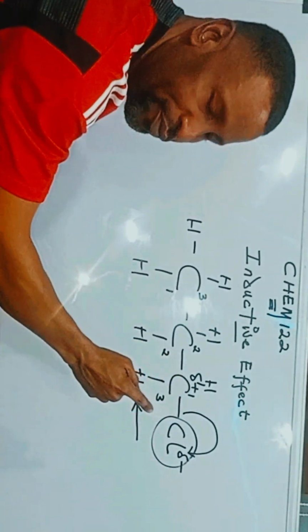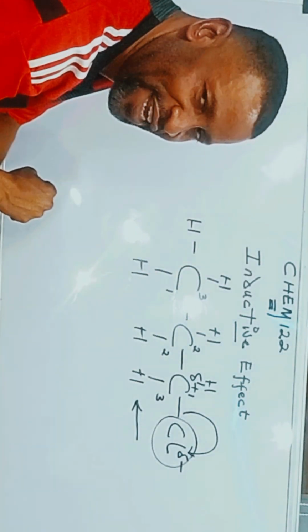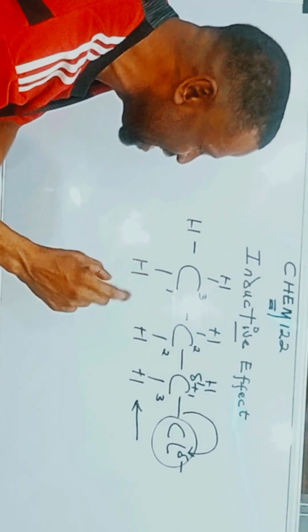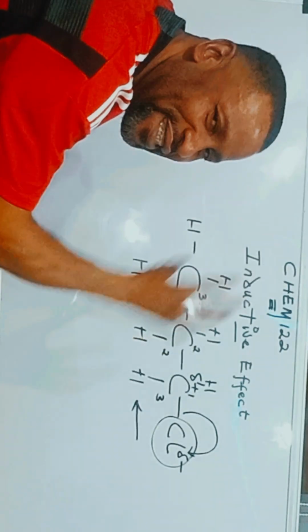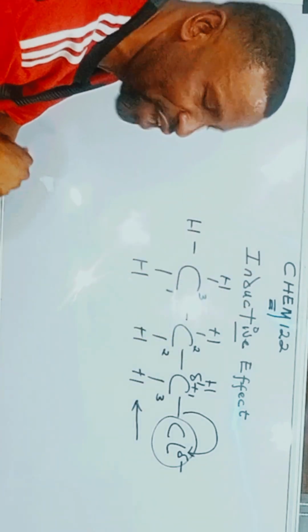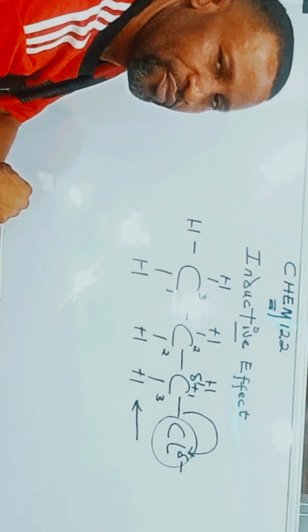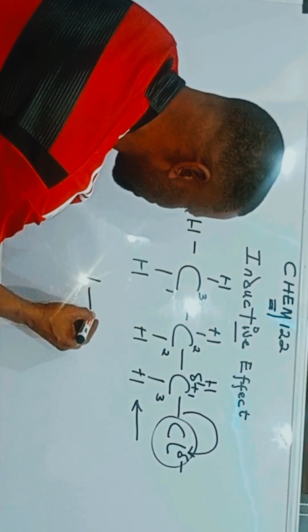1-chloroprop. 1, 2, 3. There are 3 carbon atoms, so the parent name will start with prop, and I will end it with ane, because the atoms we have here are linked by single sigma covalent bonds. We are coming to that. Single sigma covalent bond. So this is 1-chloropropane.